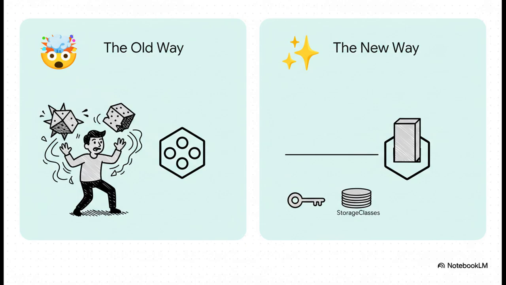On the left, that's the old way. A total mess of different drivers, each one with its own weird quirks and ridiculously complex YAML files. Then on the right, you've got the new way. One driver, a consistent configuration that uses standard Kubernetes secrets and storage classes. It just cleans everything up.